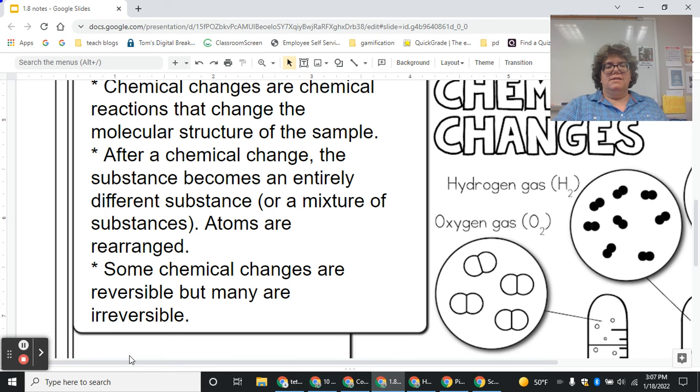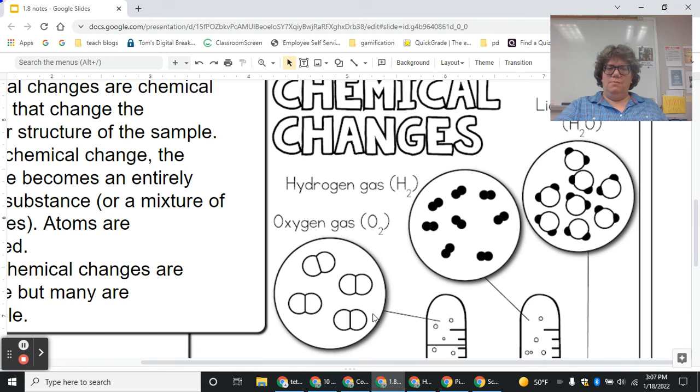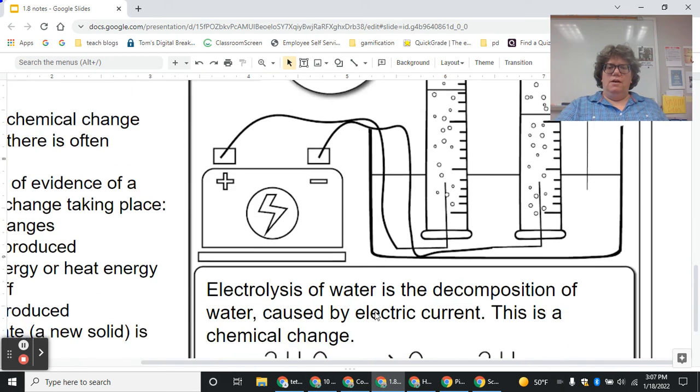And like it says here, some chemical changes are reversible. Most of the time, they are irreversible. You cannot go backwards, right? So burning, that's a chemical change, or rust, that's a chemical change. I think here's an example of a chemical change.